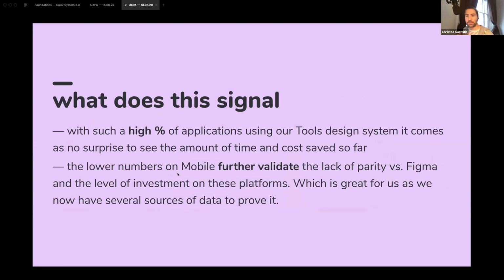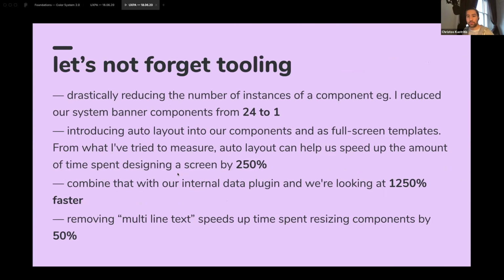So what's all this signaling? What are all the things that I'm putting together? What does it all signal? For me, we're seeing a high percentage within our tool design system, which is no surprise given the amount of time and cost that we've saved so far. And the lower numbers that we're seeing on Android and iOS further validate the lack of parity that I've been hearing about through insights and through the survey, which is, I mean, it's bad, but it's great for us because now we have three different sources of data to prove and validate it. And let's not forget tooling as well, right?